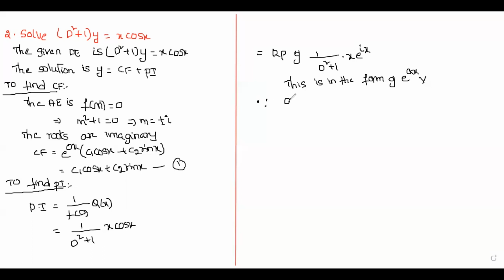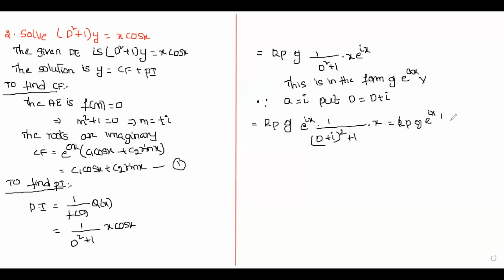So since a is equal to i in this problem, put D is equal to D plus i. So this is equal to the real part of, e power ix should come to the left side, 1 by f of D, which is equal to e power ix into 1 by (D plus i) whole square plus 1 into x, which is equal to the real part of e power ix into 1 by D square plus 2Di plus i square plus 1 into x.